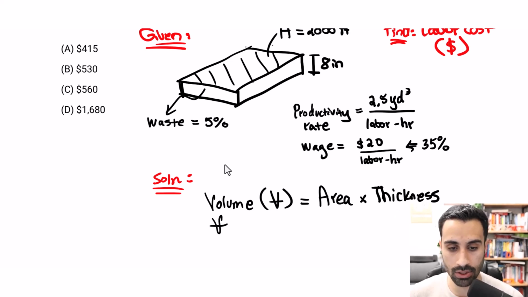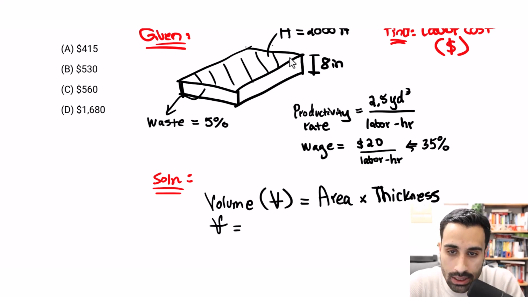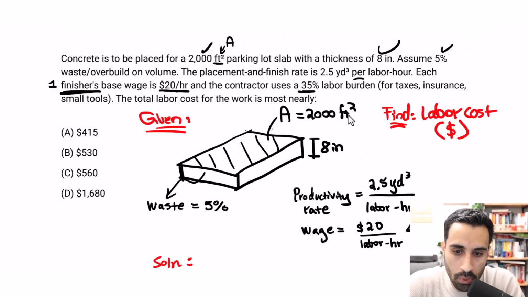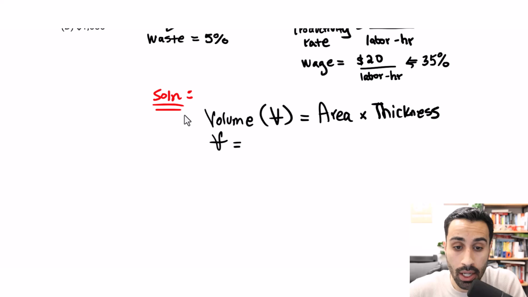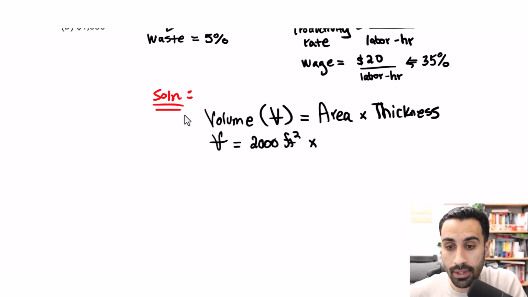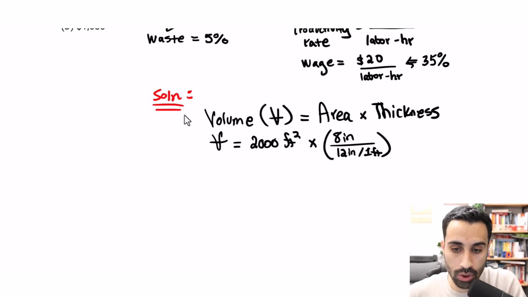So V stands for volume. The area in this case is 2,000 foot squared. Thickness is 8 inches. I want to make sure this 8 inches is in feet to keep the units consistent. So I'll account for that in the formula as I write it. It will be the 2,000 foot squared times the thickness, which is 8 inches, and I know there's 12 inches in 1 foot. So I took care of that conversion there.